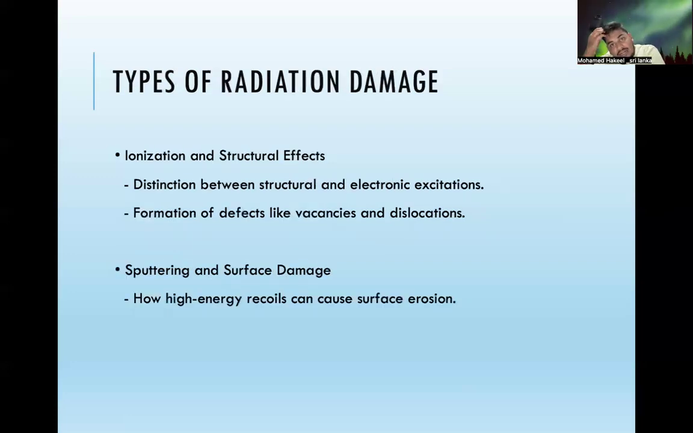And what are the types of radiation damage? Ionization and structural effects, and sputtering and surface damage. If it is the first one, distinction between structural and electronic excitations, formation of defects like vacancies and dislocations. And the second, how high energy recoils can cause surface erosion.